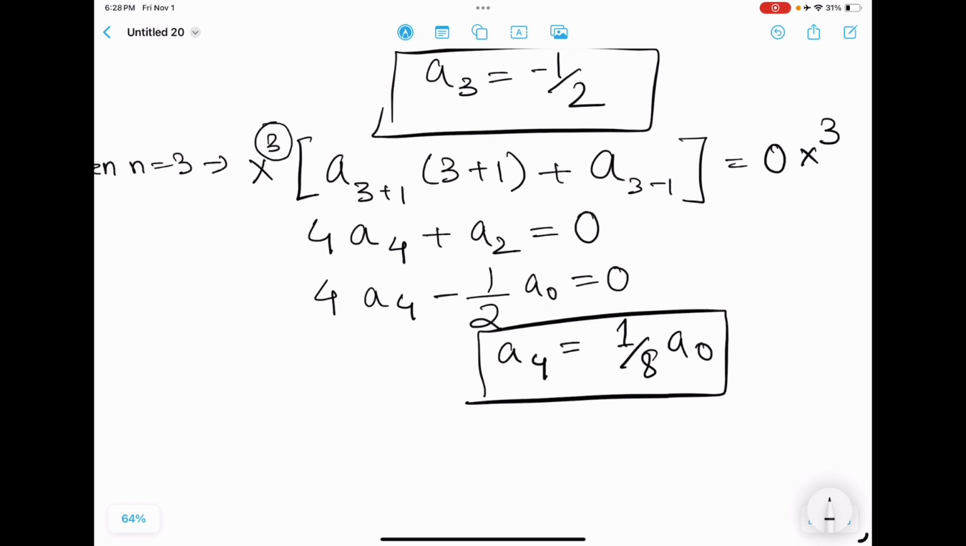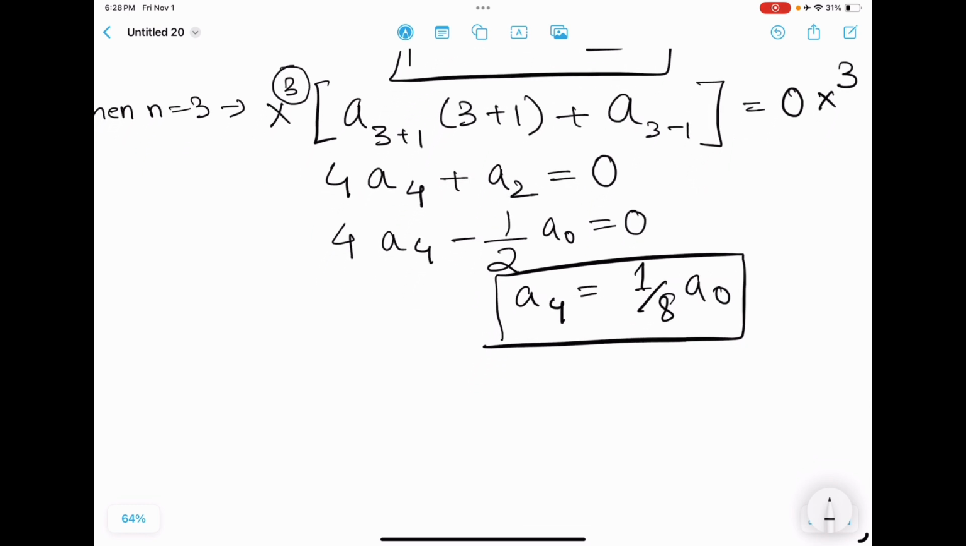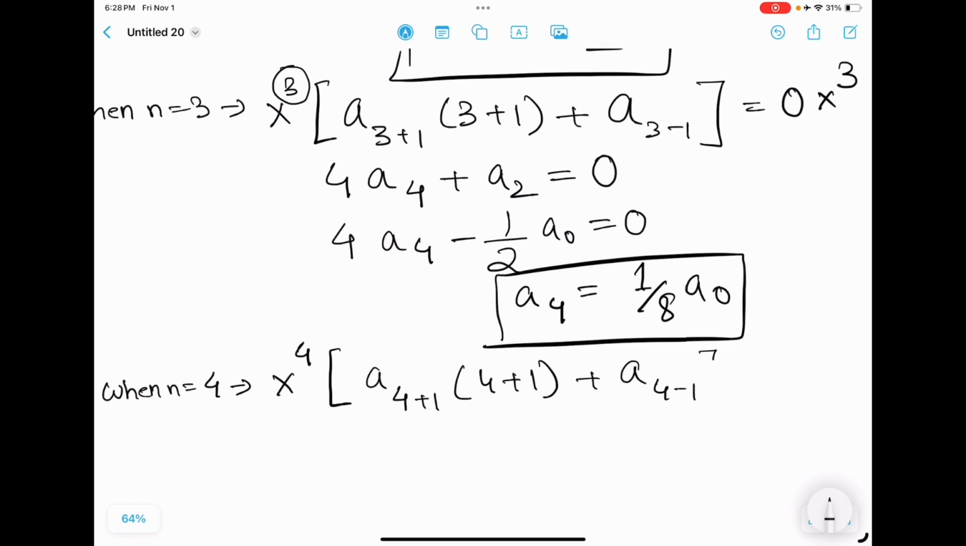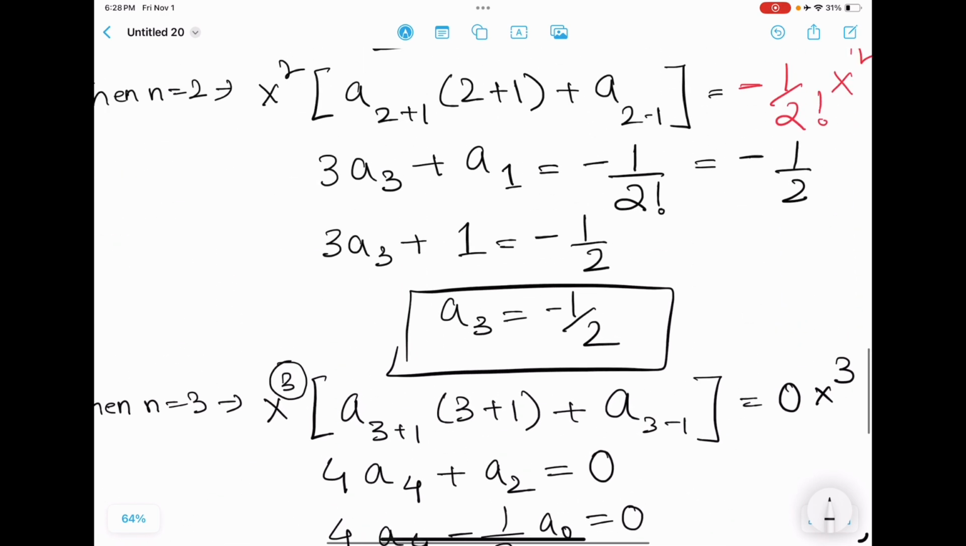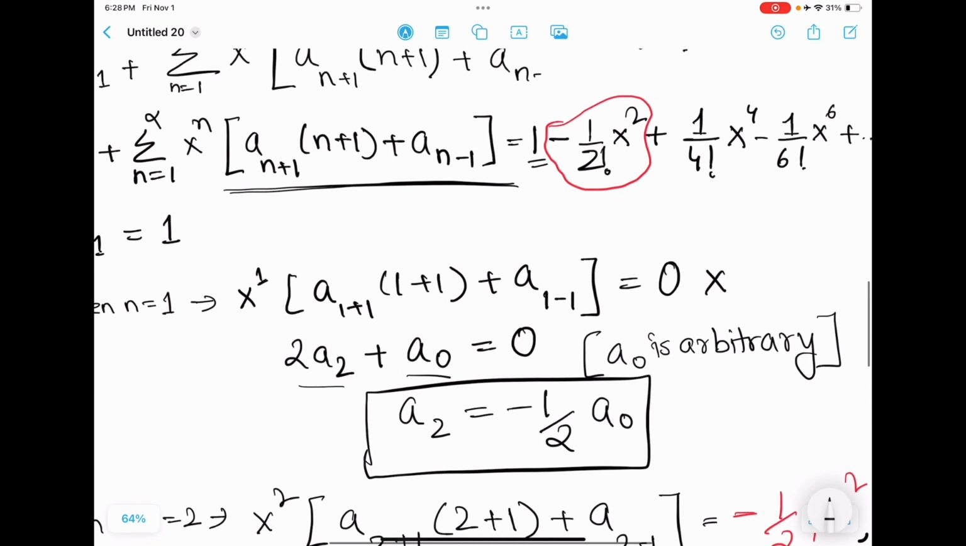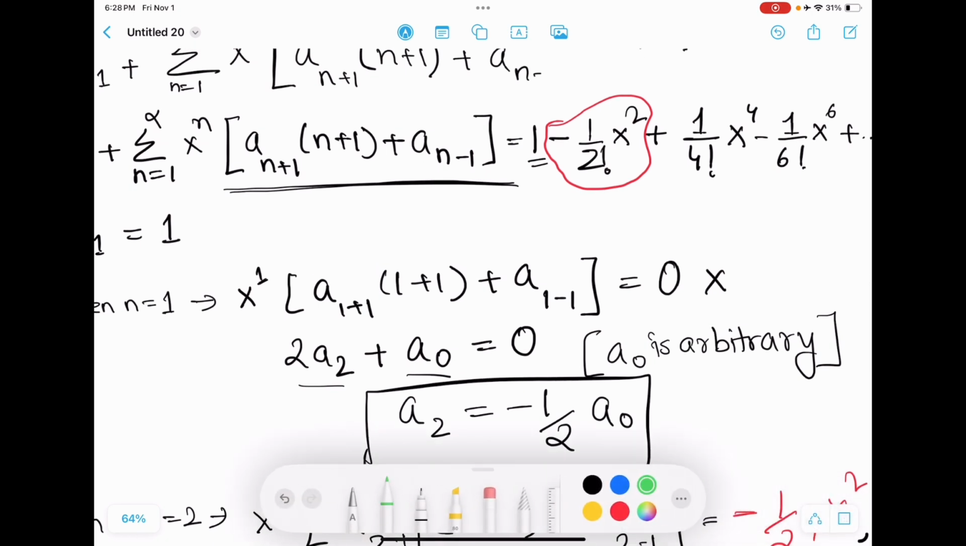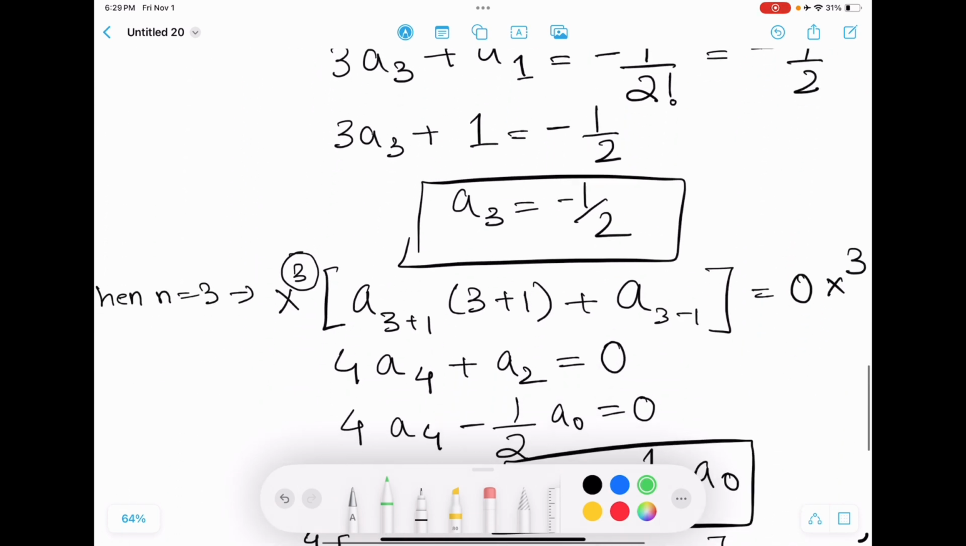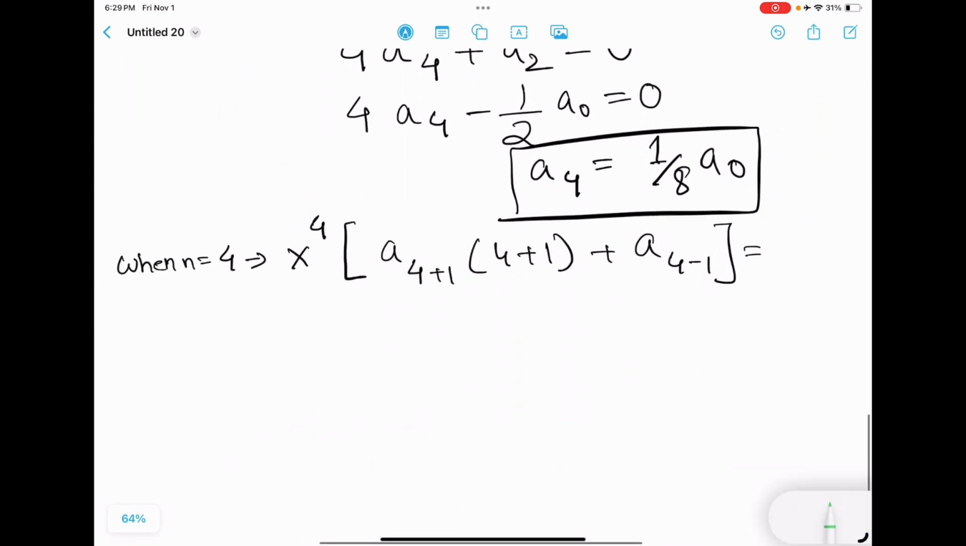Okay, now this question wanted us to generate 5 terms. So let's find another term when n equals 4. Then my power of x is now 4, which is even. So I have a sub 4 plus 1 times 4 plus 1 plus a sub 4 minus 1. So I'm definitely going to have the coefficients for a sub 4. Now I can see that this is my 1 by 4 factorial. So let's write that. So I have 1 by 4 factorial x to the power 4.